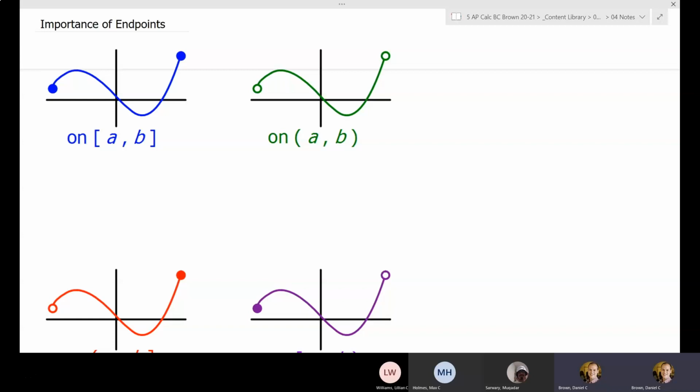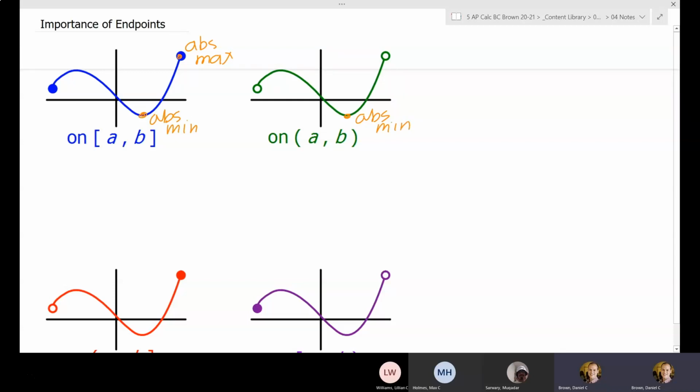So like in this blue one, the very lowest point you see would have to be the absolute minimum. Highest point you see is going to be the absolute maximum. Where we kind of complicate the issue is when we start having open circles on the endpoint. So looking at this green one, it does have an absolute minimum. The lowest value is a set value on the graph. We can visually see that absolute minimum.